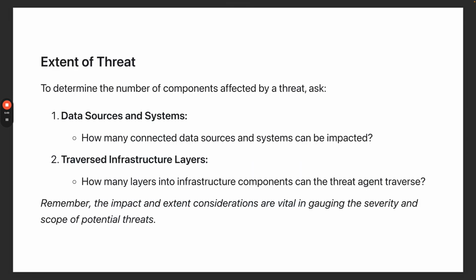We need to understand the extent of a threat. How many data sources and systems can be impacted? And how many layers of your infrastructure and components can the threat agent traverse? Remember that the impact and extent considerations are really vital in understanding the scope and severity of potential threats.